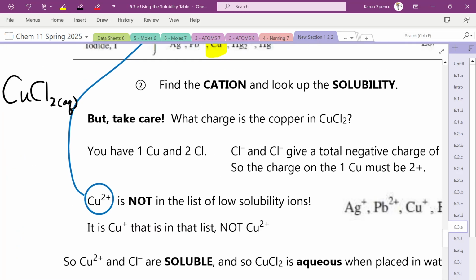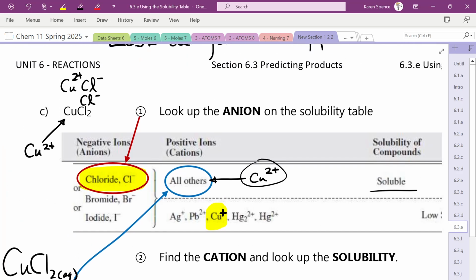I didn't say that wasn't Cu2+. I said that this copper here is not Cu2+. That copper there is Cu+. So we need to look up Cu2+, so it would be in the all others category. Good question.